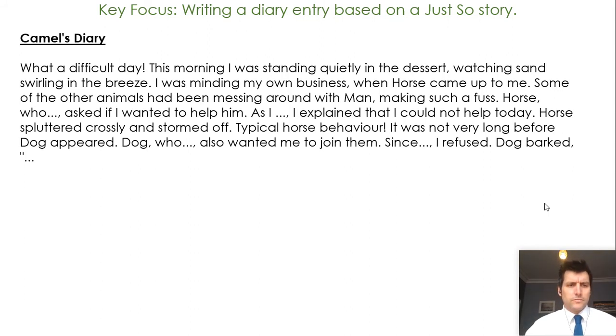Horse who... So I could put a relative clause in there, couldn't I? I've got horse who, but then those ellipses are demonstrating the missing element of the text. What could I put there? Asked if I wanted to help him. What could I show as an opening there to the sentence?